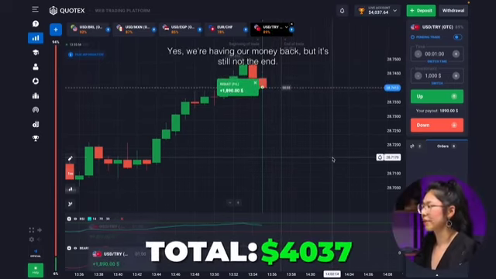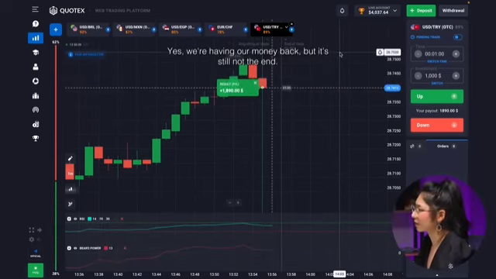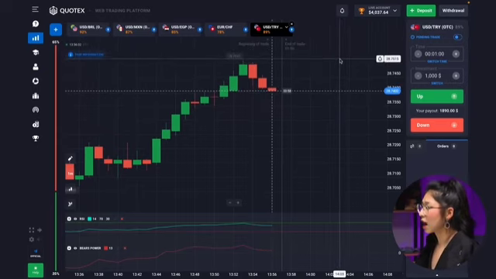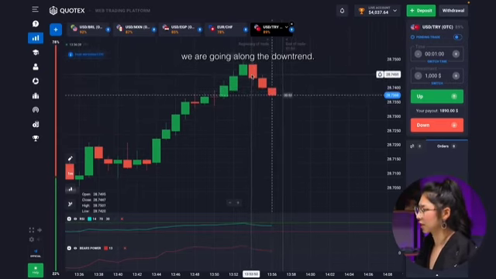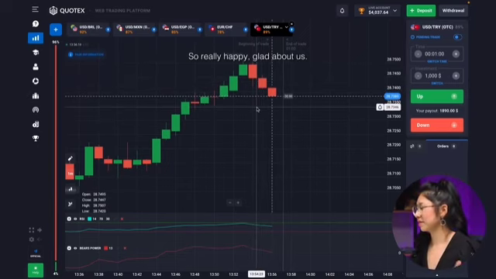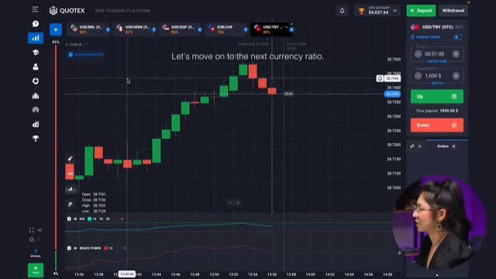And yes guys, we're having our money back, but it's still not the end. I'm really happy that we entered the right way. After the growing up of the quotations, we're going along the downtrend. So, really happy, glad about us. Let's move on to the next currency ratio.